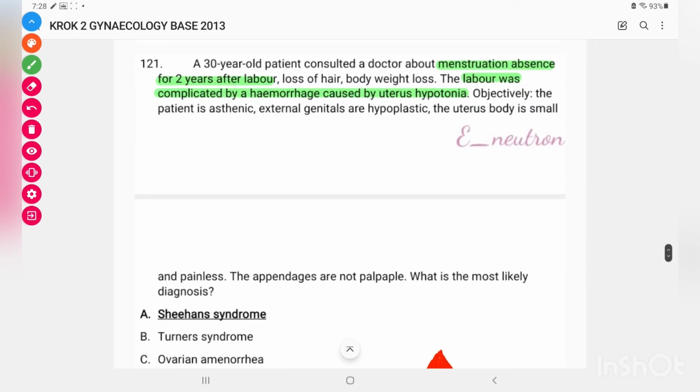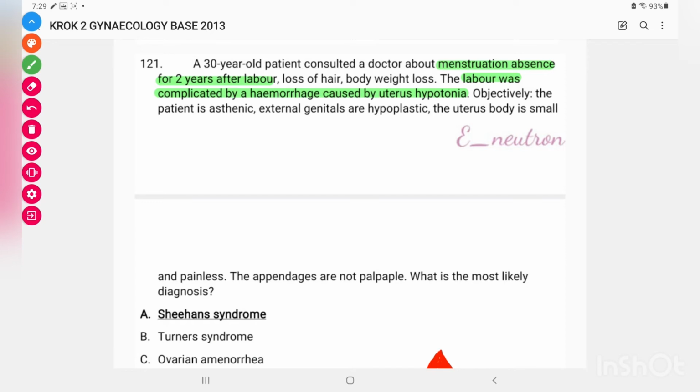Now, a 30-year-old patient consulted a doctor about menstruation absence for 2 years after labor, the loss of hair, body weight loss. The labor was complicated by hemorrhage caused by uterus hypertonia. Objectively, the patient is asthenic, external genitals are hypoplastic, uterus body is small and painless, the appendages are not palpable. What is the most common diagnosis?